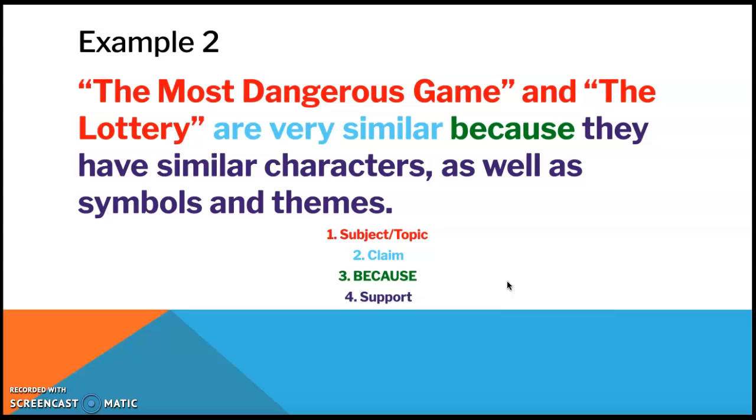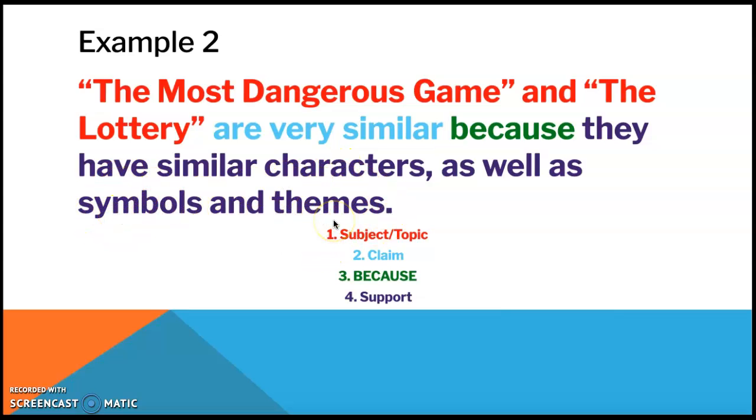All right, here's another example. The Most Dangerous Game and the Lottery are very similar because they have similar characters as well as symbols and themes. So first we see that our topics are both The Most Dangerous Game and the Lottery. The claim is that they're very similar. Why are they similar? Here's the because: they have similar characters, body paragraph 1, symbols, body paragraph 2, and themes, body paragraph 3.